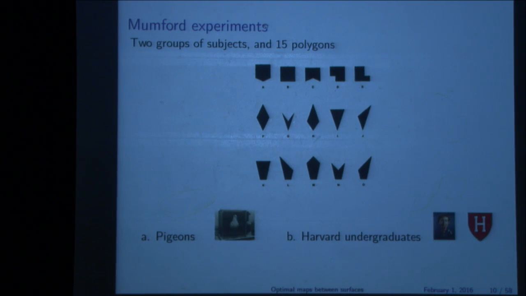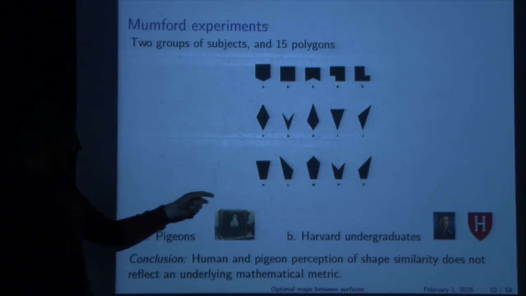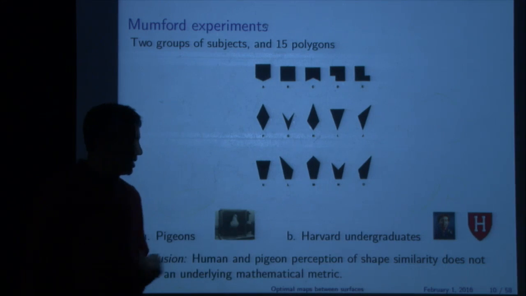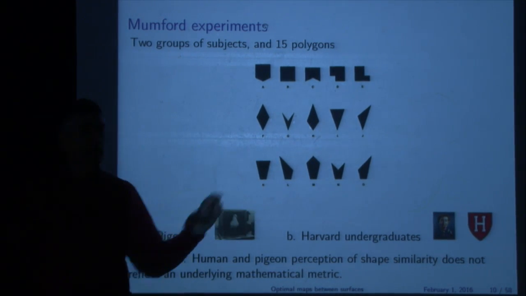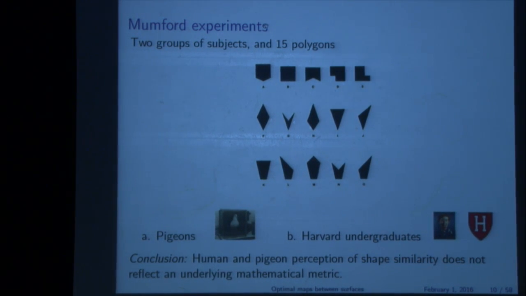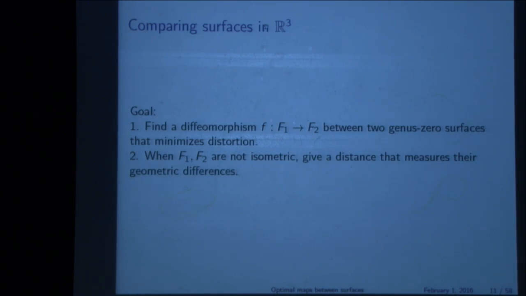And what was discovered, so the results were consistent across both experiments, and they found that in both cases there's a very large non-symmetry in the metrics. So for example, if you taught a pigeon to recognize this shape, it might make a lot of mistakes when this shape comes up, but if you taught it to recognize this shape, it wouldn't make so many mistakes when that shape came up. So the conclusion from those experiments was that human perception may not reflect an underlying mathematical metric.